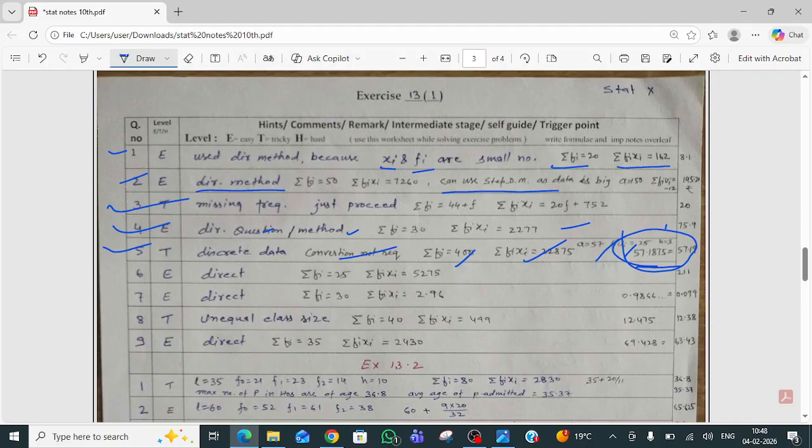Now the next, questions 6 and 7, are direct questions. The eighth is the unequal class size question, in which class size is unequal. So no difference, we have to solve as it is, as in the earlier question. Sigma fi is 40, sigma fi xi is 499. 499 by 40 is 12.475, the answer for this. The last question, the ninth, is easy. It's a direct question.